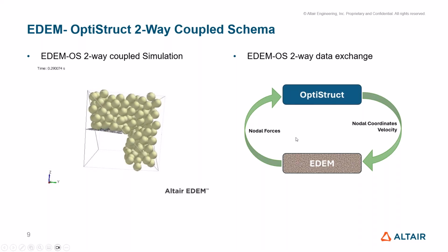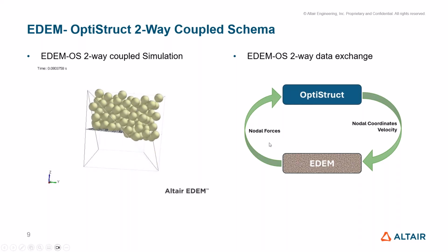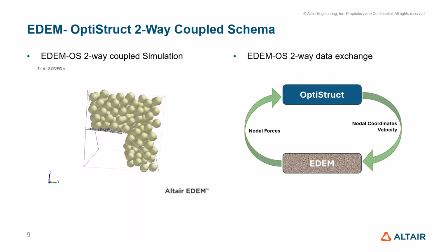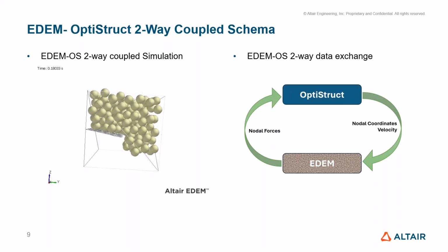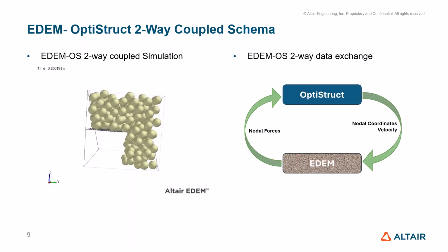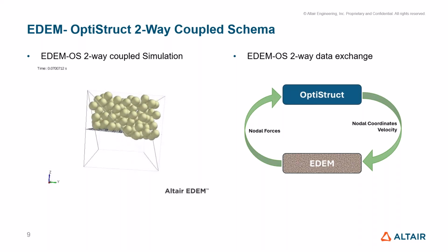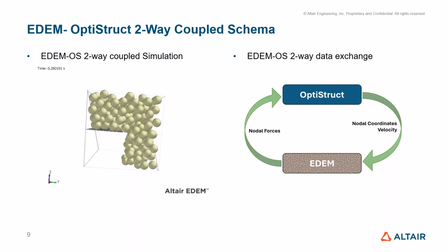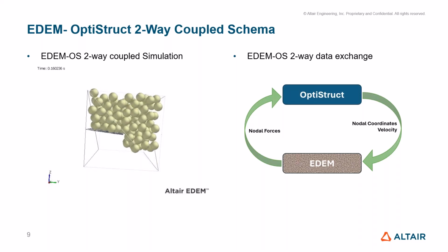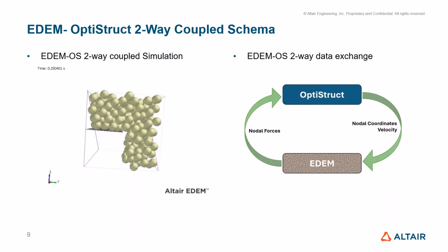Here, prior to transferring the forces, a question might arise: what could be the geometrical differences between EDEM and OptiStruct? There won't be any geometrical differences, because when the coupling or the simulation starts, the geometry has to be transferred from OptiStruct or the SimLab GUI to EDEM.